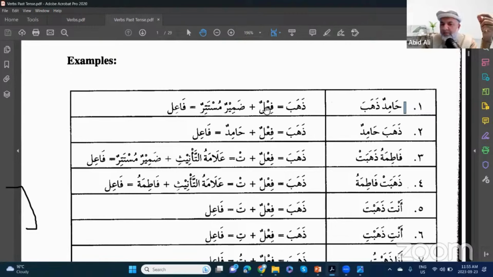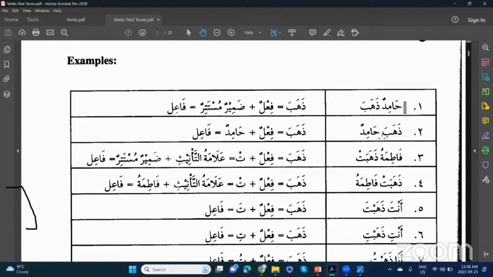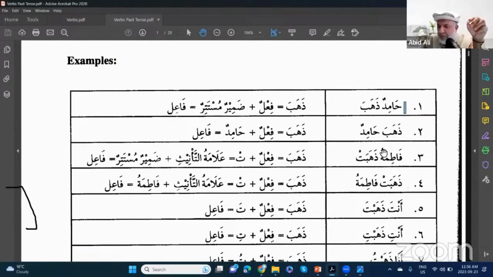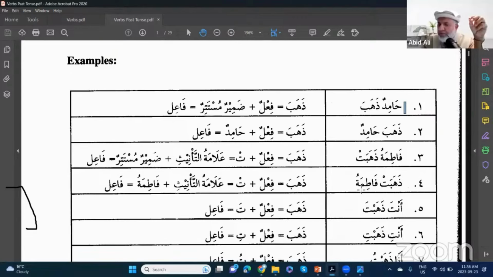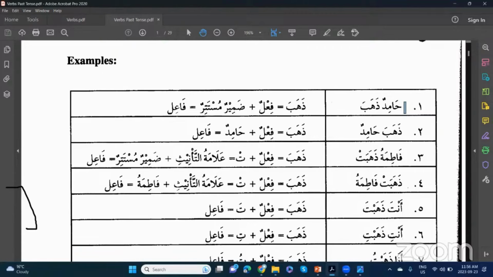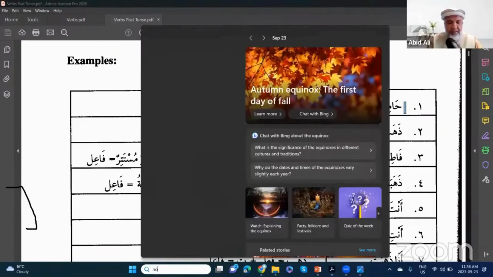In here, Zahaba is the fi'l, and the fa'il is a hidden pronoun, mustatir. But this is a nominal sentence. Over here, this is a verbal sentence because it's starting with the verb. Zahaba Hamidun. Is Hamid equivalent to he? A male. Yes. And look at the female: Fatimatu Zahabat. Is this a nominal sentence or a verbal sentence? Nominal. But if I say Zahabat Fatimatu, what is this? Verbal. Now, if I say something like this, play along with me, guys.